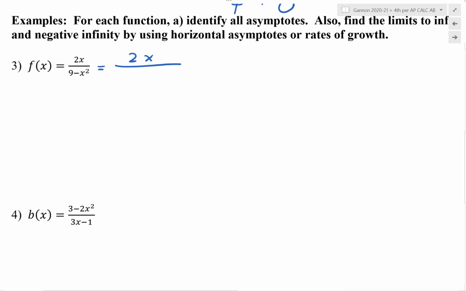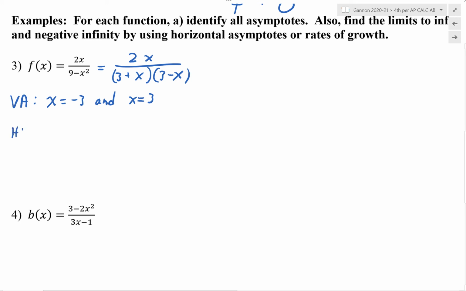the numerator is already factored. The denominator is a difference of squares. So this is going to be 3 plus x and 3 minus x. At that point, you're looking for factors in the numerator that are also in the denominator, which we don't have any of those. So anywhere the denominator is 0 is going to be a vertical asymptote. So in this case, we're going to have vertical asymptotes when x is equal to negative 3 and x is equal to positive 3, because those are the values that will make the denominator 0.